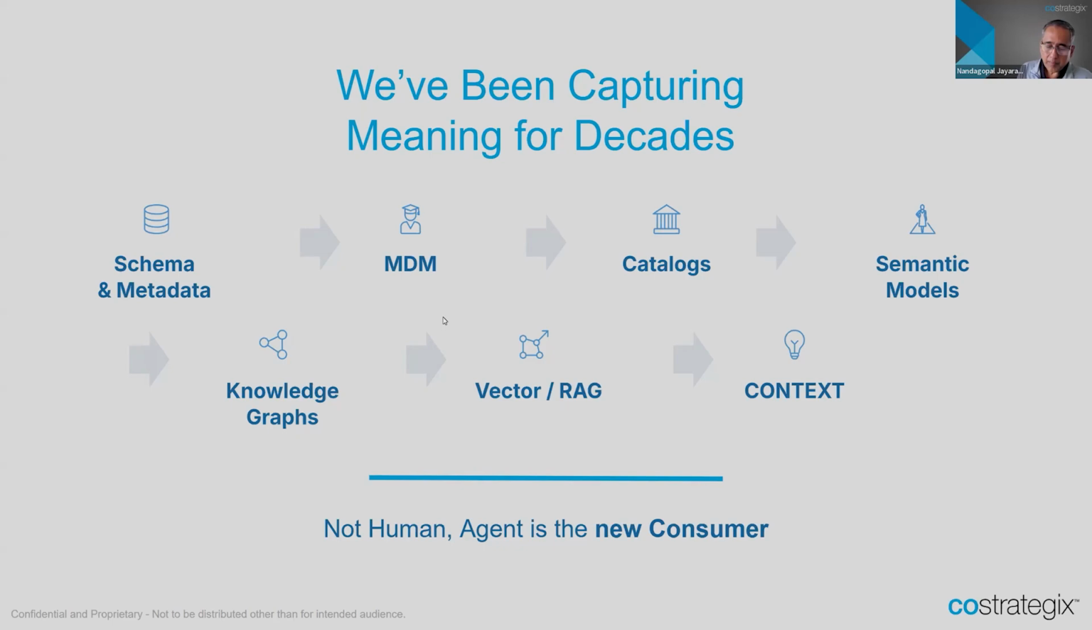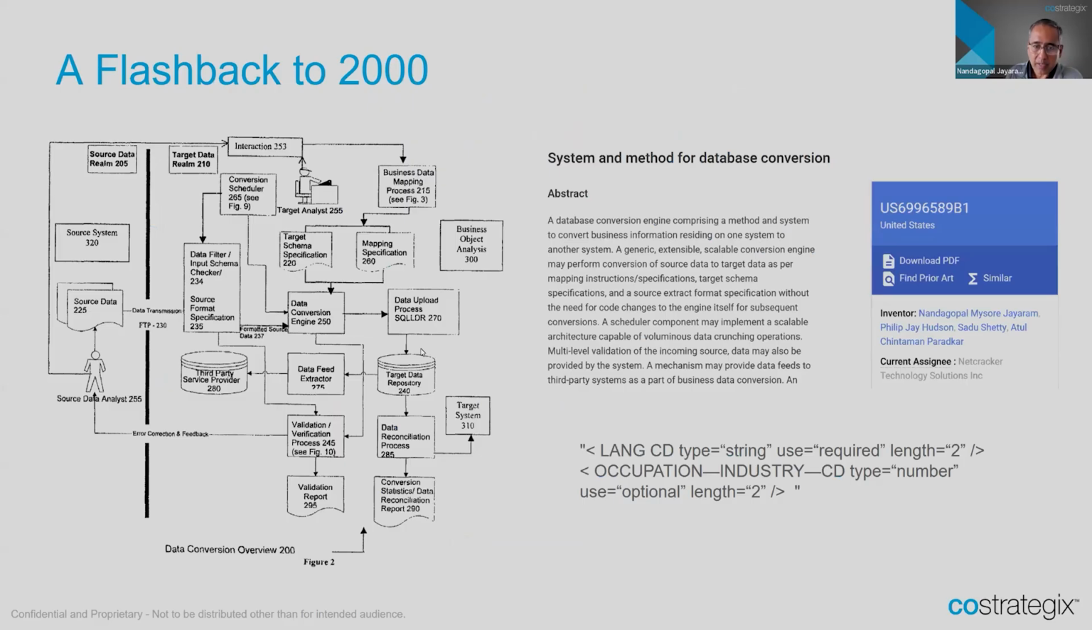Now, the thing that's really changing is that in all of these things, the end consumer was a human, other than the vector database until recently. Now agents are the ones that are going to consume all of these things, and collectively, that becomes the overall vocabulary. And speaking of, we've been doing this for decades. This comes back to mind.